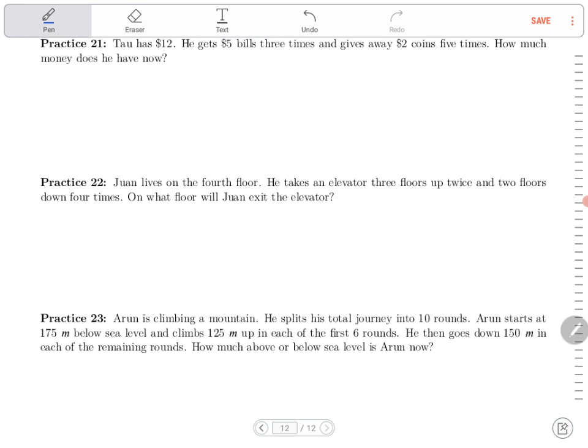So he starts with an amount of money, he gains some money, he loses some money. How much money does he have at the end? So how much money does he start with? Well, the problem tells us Tao has $12. That's how much he has at the beginning. So that's how much money is going to be at the beginning of our problem: $12. Then he gets $5 bills 3 times. So we are adding 3 times $5. And then he gives away $2 coins 5 times.